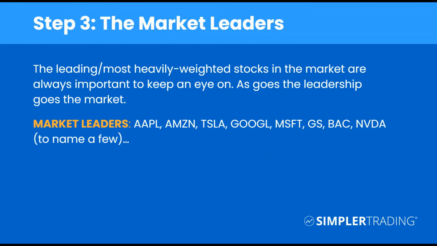And then from there, you have the market leaders. So these are your Apples, Amazons, Teslas, Googles, your Microsofts, your Nvidias of the world. The reason these stocks are so important is that they're very heavily weighted in both the S&P and the QQQ. Therefore, their direction tends to have a pretty big influence on the overall market.